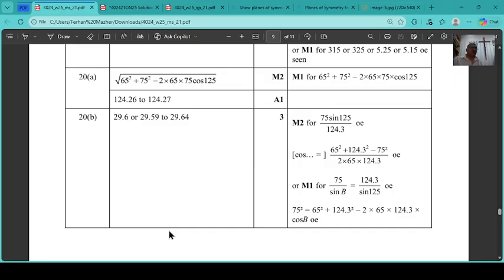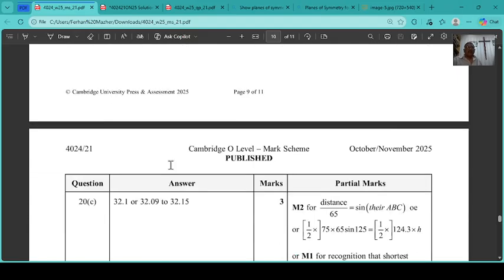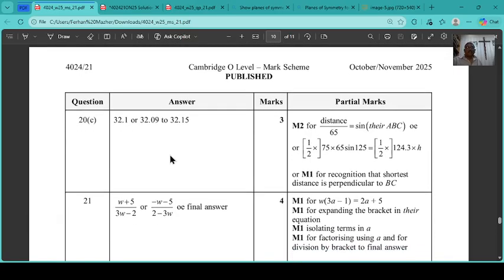The marking scheme is showing up on your screen. You can find this angle by using the law of cosine. You can also find this angle by using the law of sine.